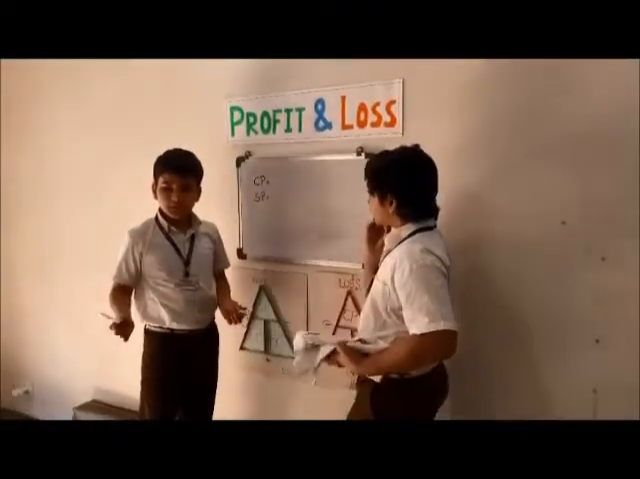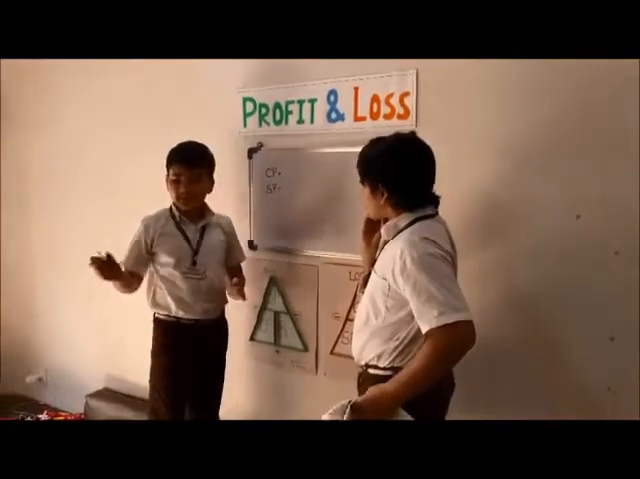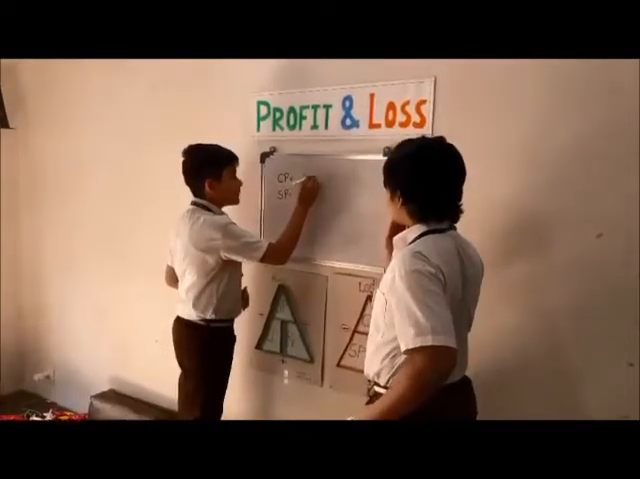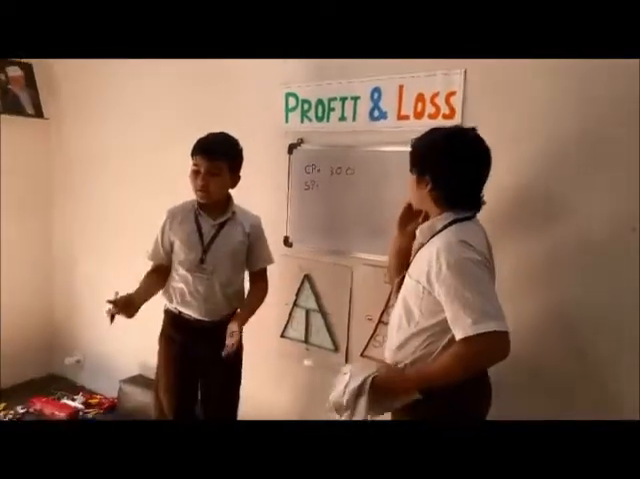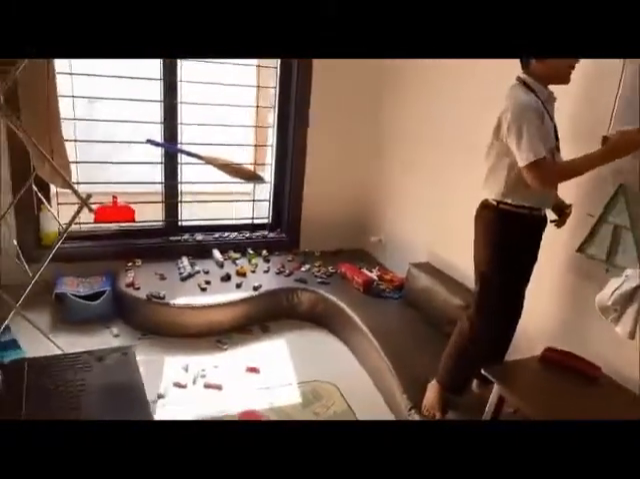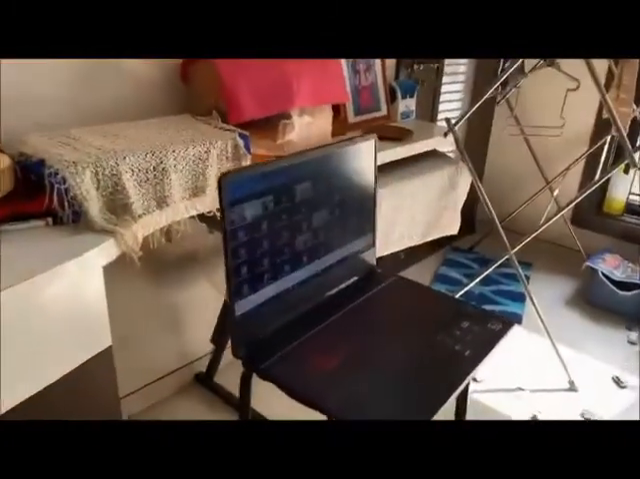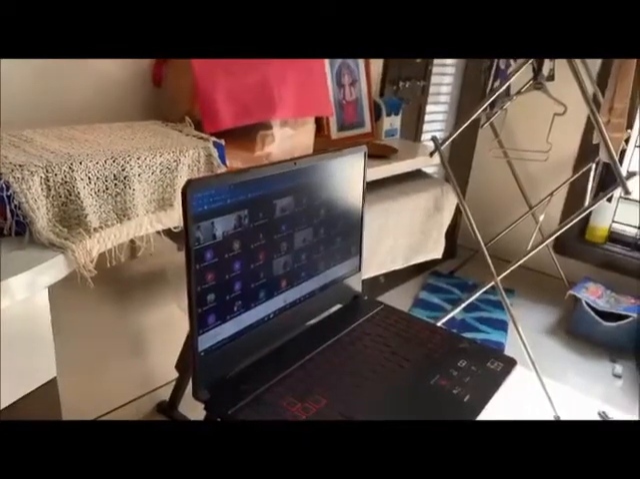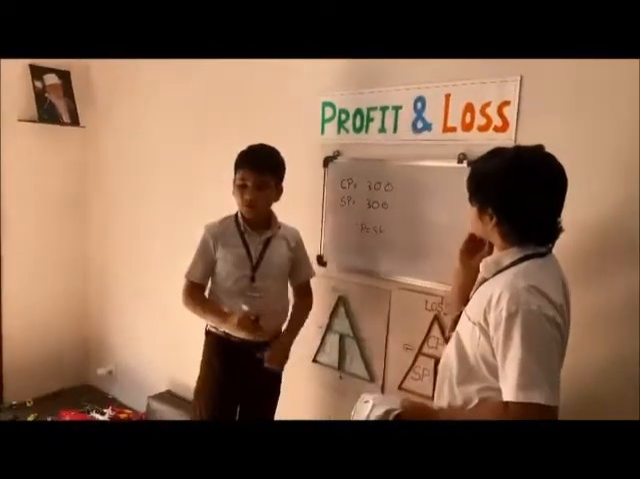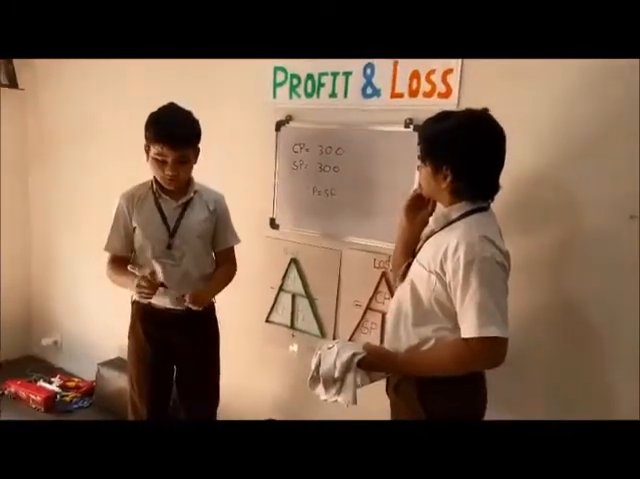I bought the shirt for rupees 300, so my CP is rupees 300. And I sold it for the same, so my SP is also rupees 300. Here my CP is equal to my SP, so I got no profit and no loss.